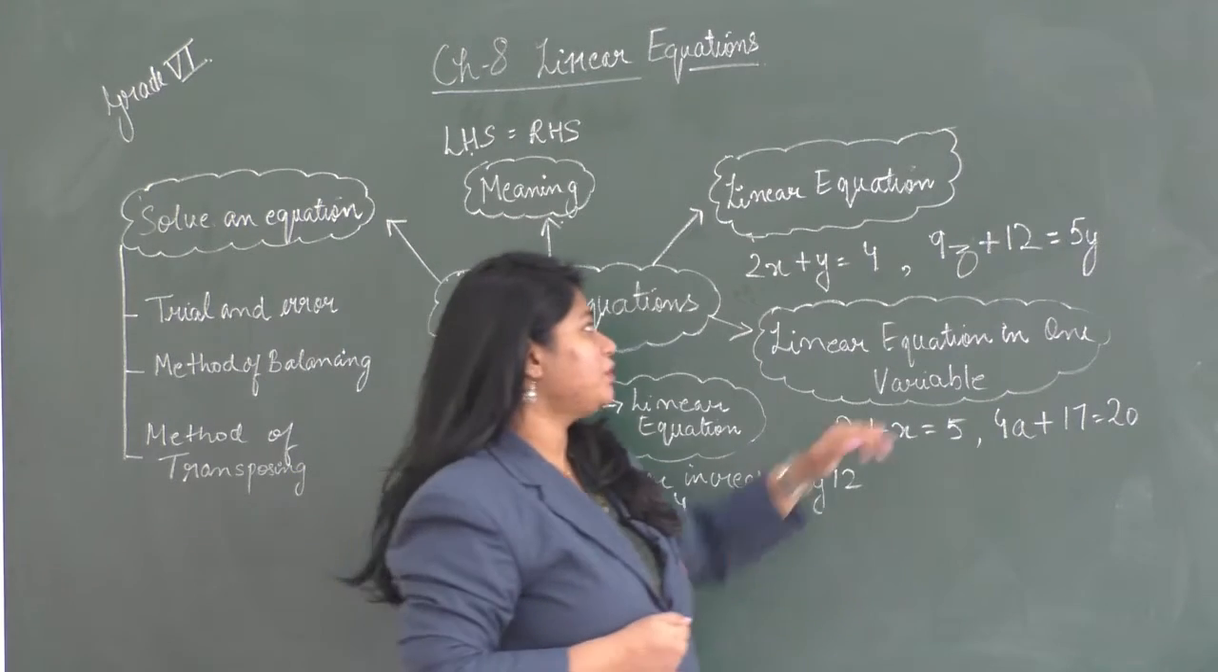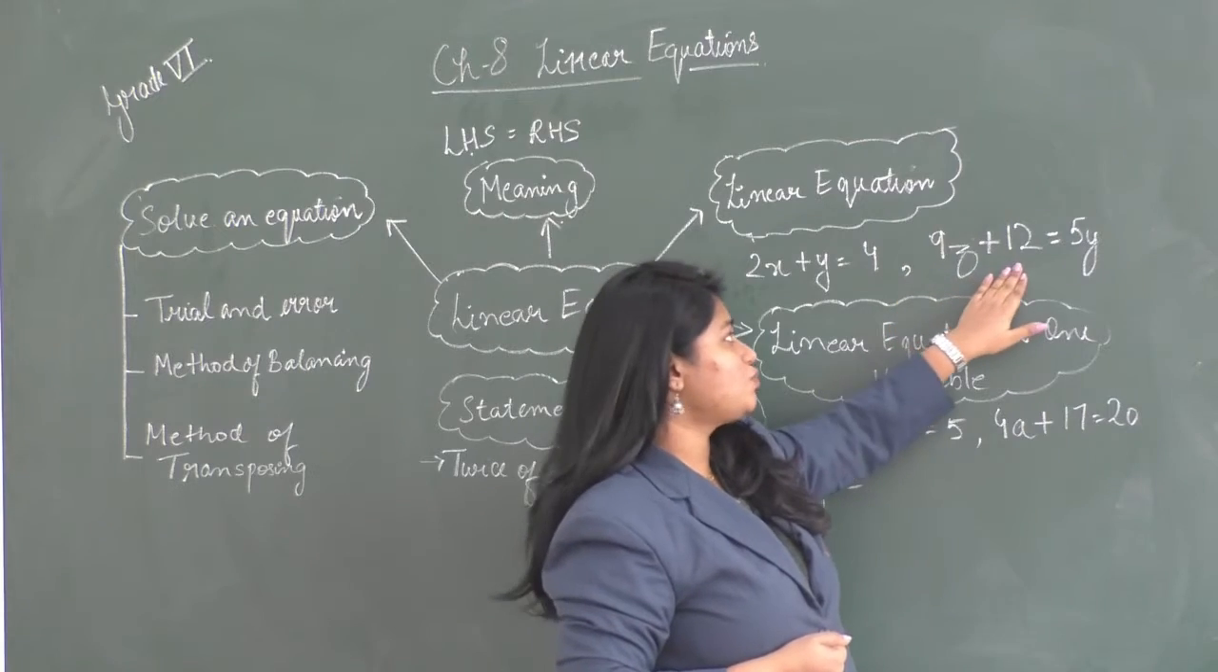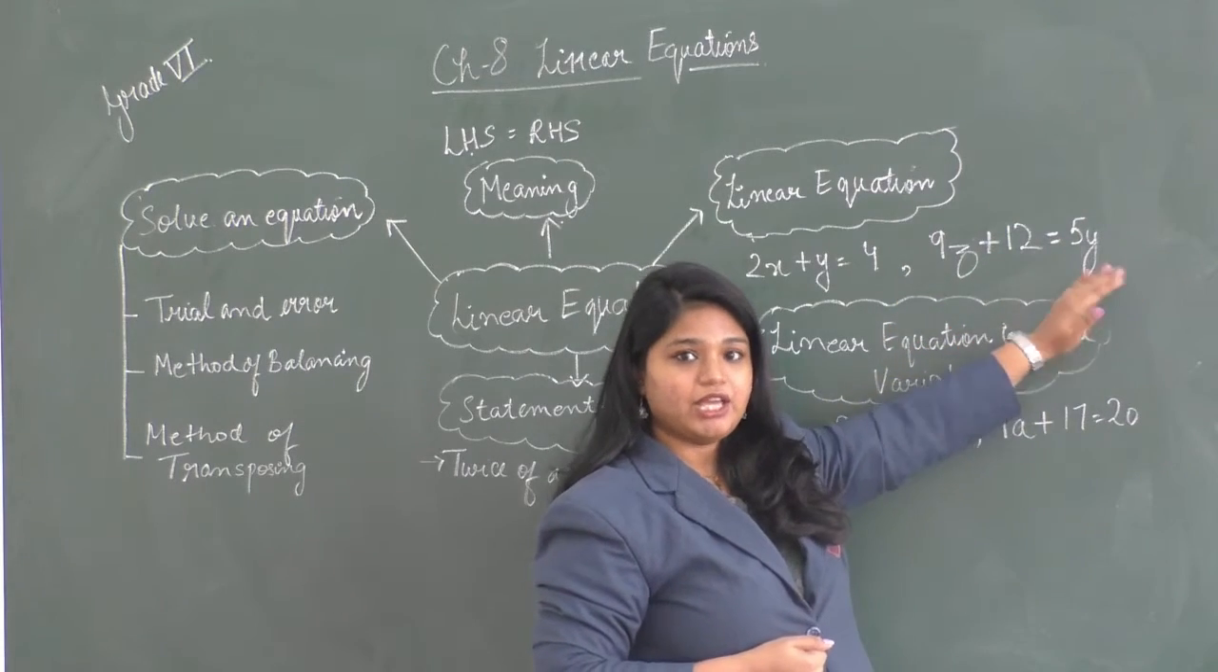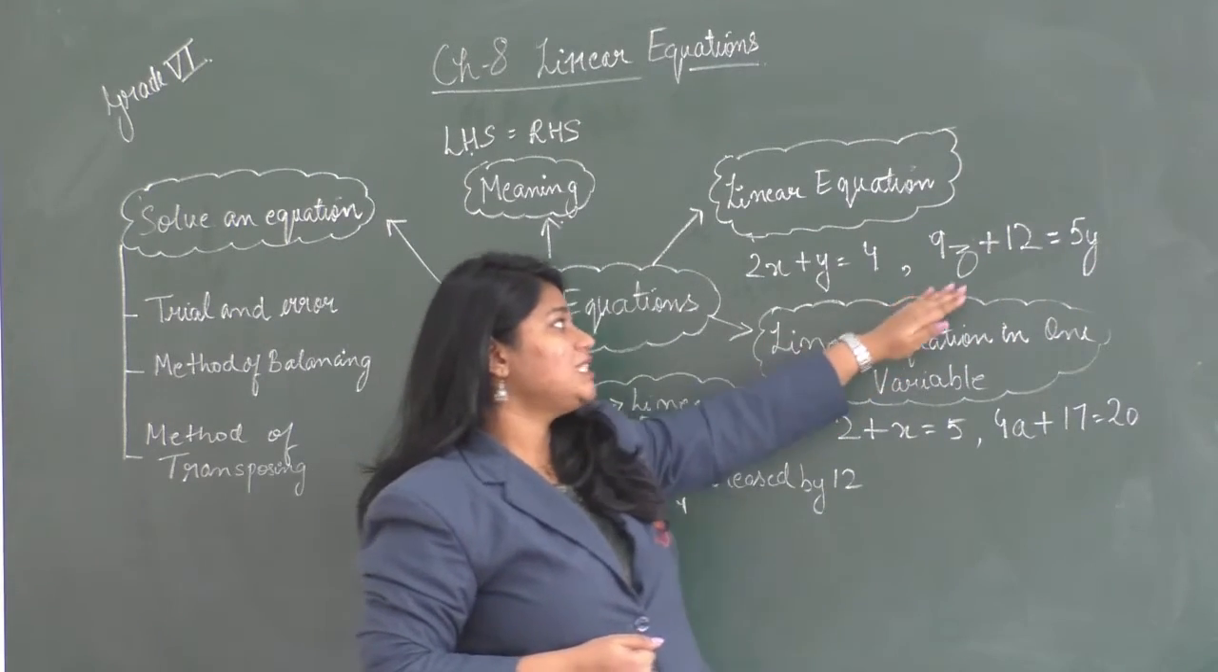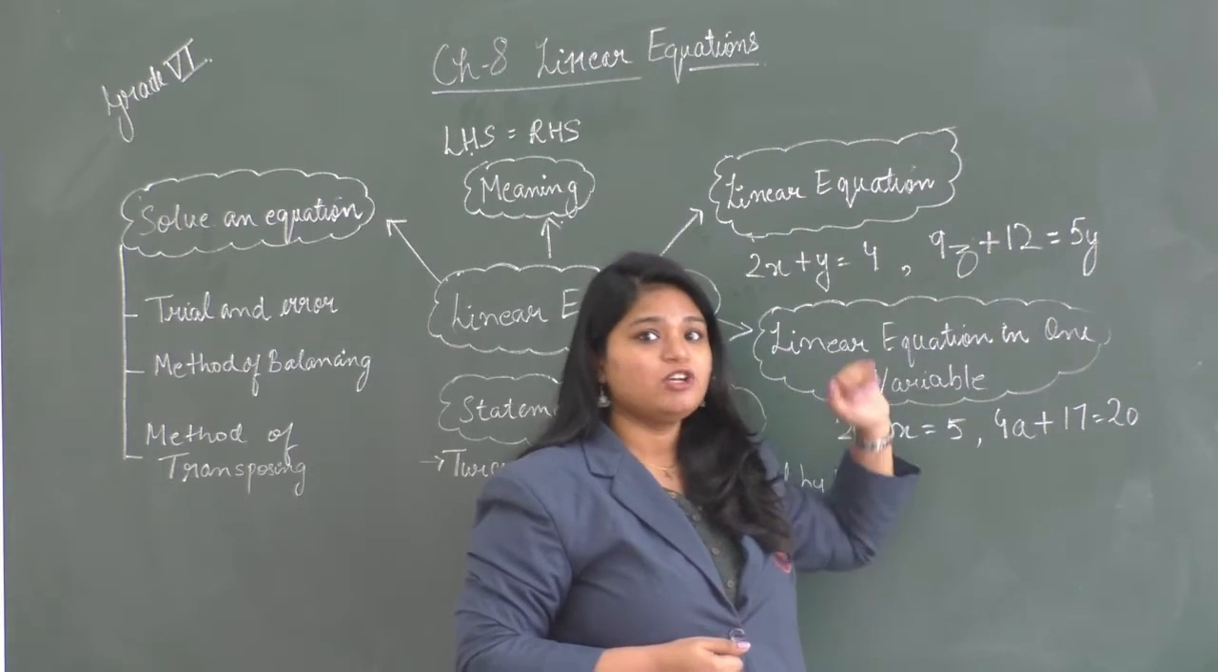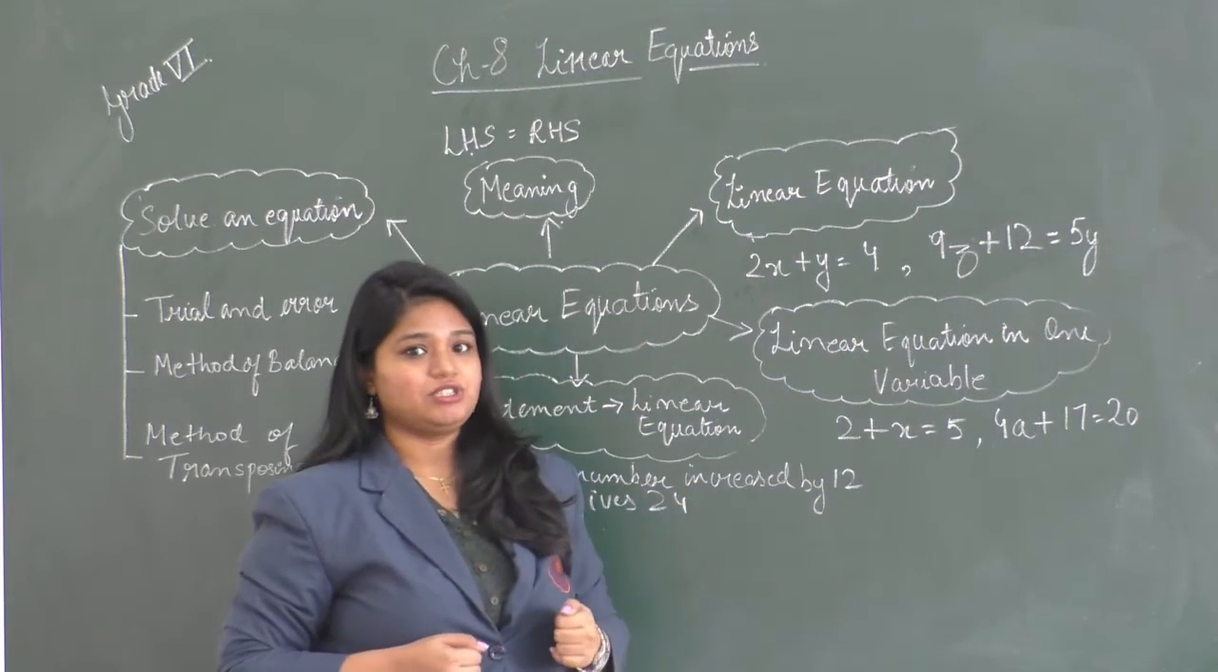The second example is 9z plus 12 is equal to 5y. Here also the power of z and y is 1. So these two are linear equations.